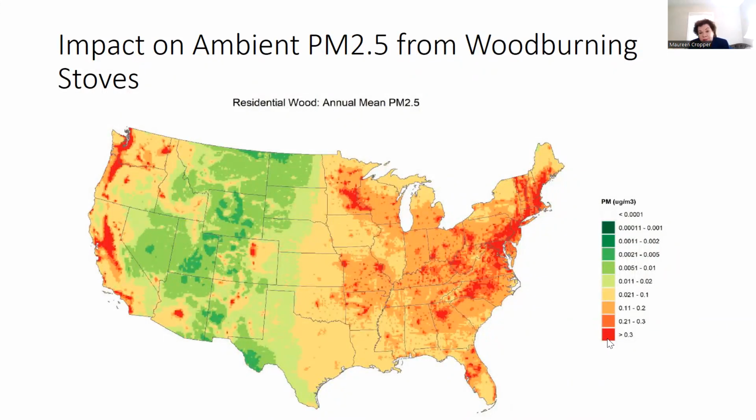Here you have increases in annual ambient PM 2.5 of greater than 0.3 of a microgram per cubic meter in many parts of the country. Again, these are in populous parts of the country where residential wood burning is being done. And as I say, this sort of analysis underlies the figures you're going to see on the next couple of pages.